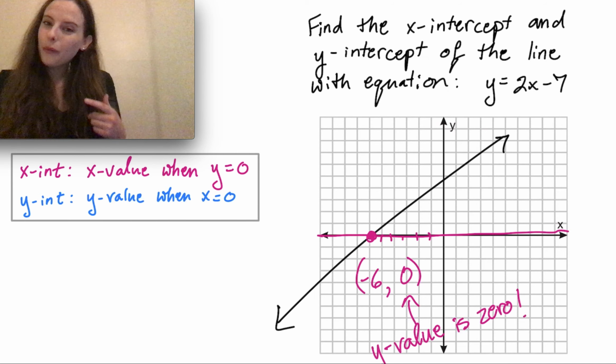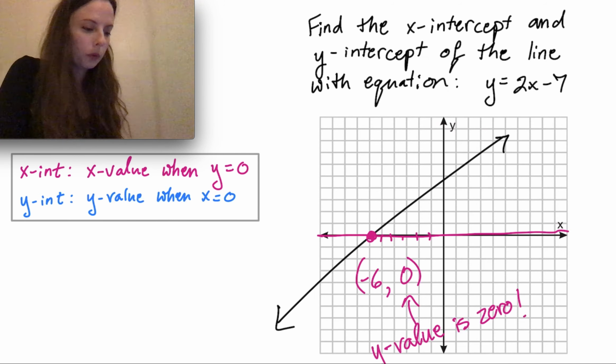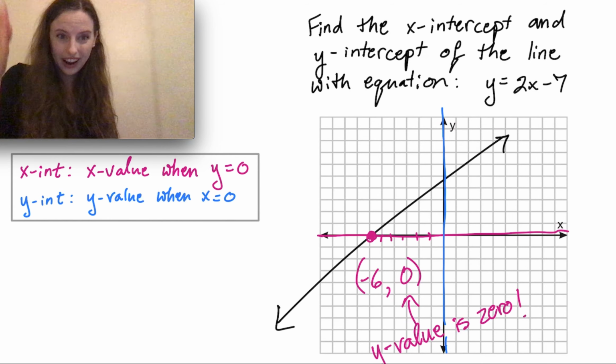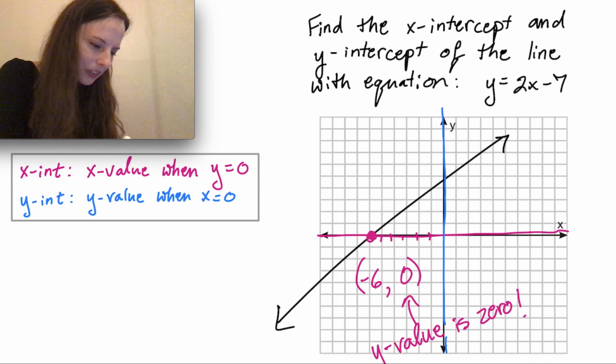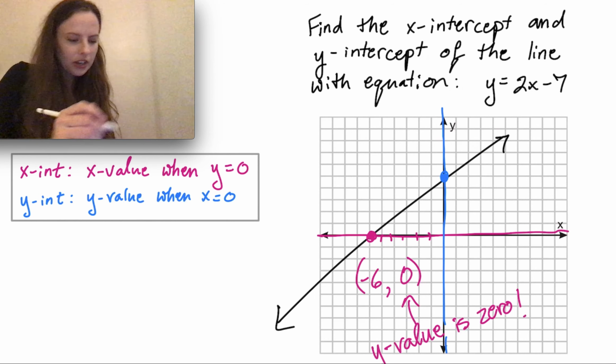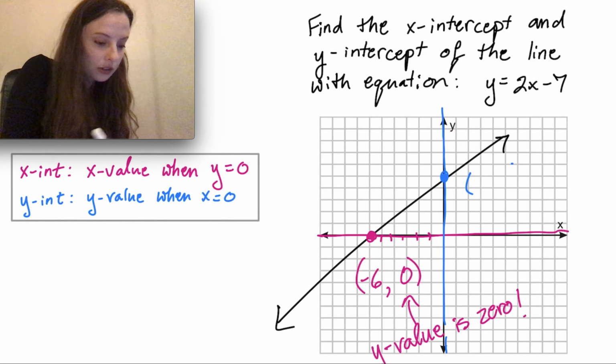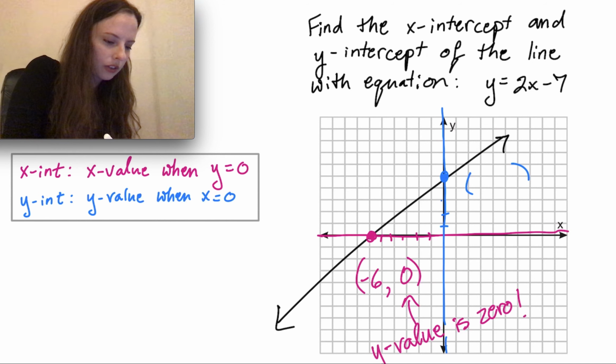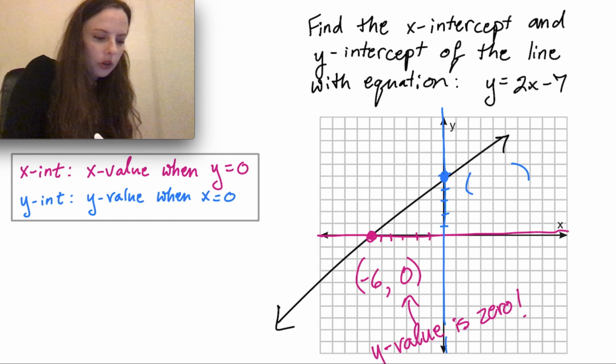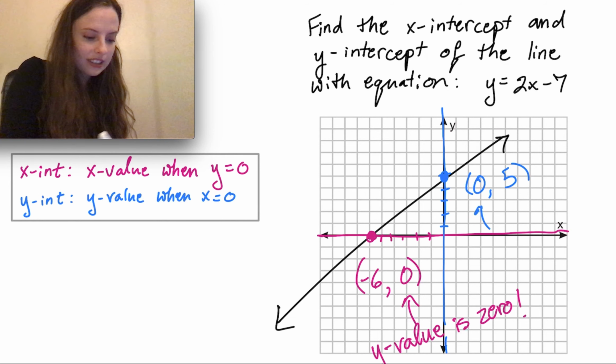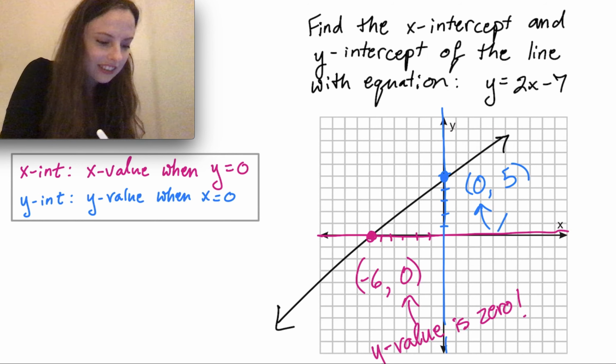Well, what about the y-intercept? We know that the y-intercept is where the line crosses the y-axis, which is roughly, we'll just say, about right here. So if I were to write these coordinates, I would have 1, 2, 3, 4, 5. So that would be 0, 5. And notice this time, our x value is 0.